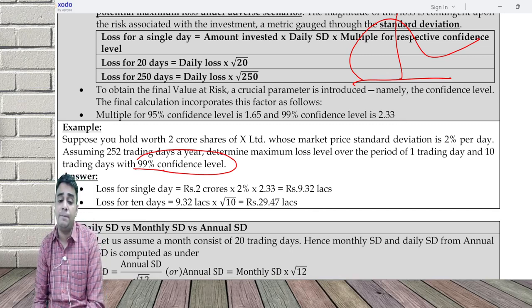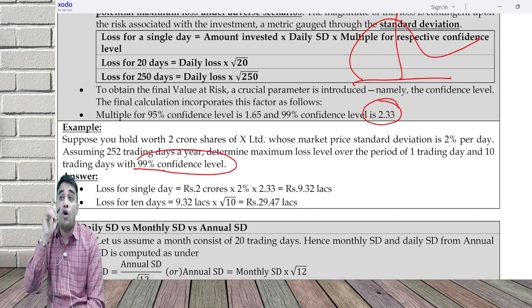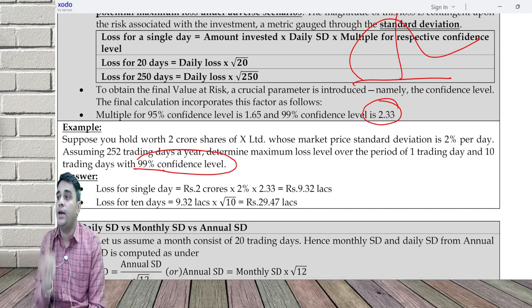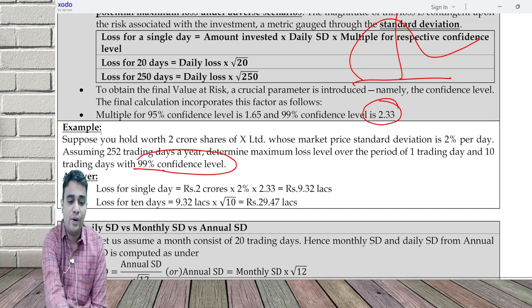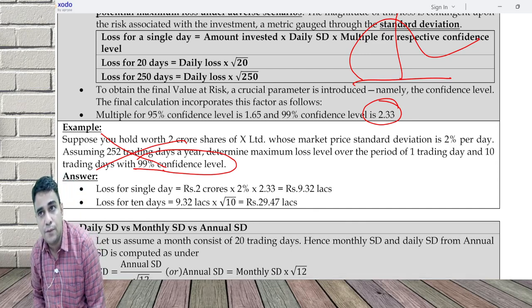99% confidence has a multiple of 2.33. So loss for a single day is equal to 4 lakh into 2.33. Then they're asking loss for 10 days. The 252 days is of no use in this question.